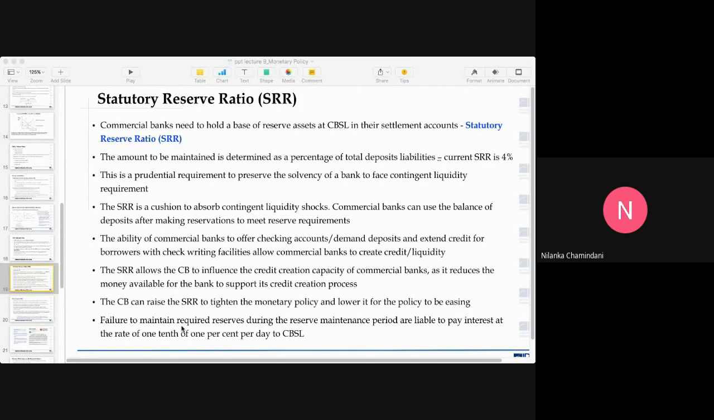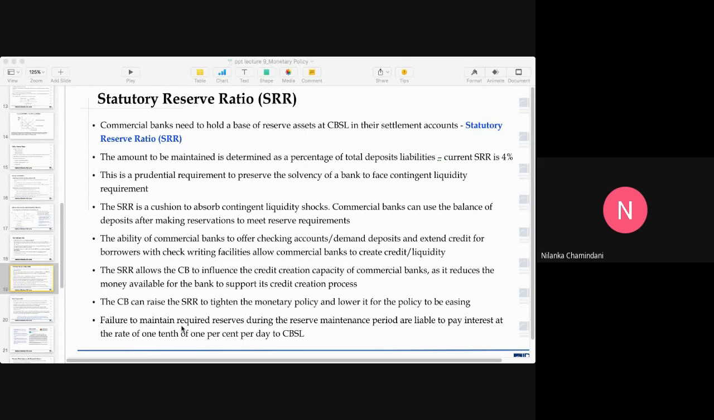Commercial banks create credit on what basis? Based on the demand deposits that they have. Based on the money available to them, only then can they give facility for their customers to have open accounts or checking accounts.